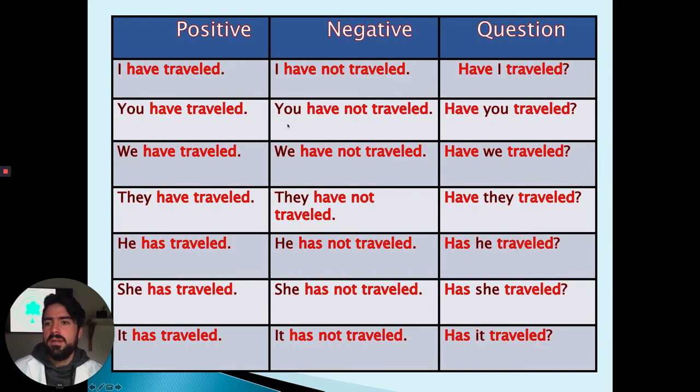Look, for example, I have traveled. In negative, it is I have not traveled or I haven't traveled. And interrogative is have I traveled? And I use the question mark, super important. Okay? And the same happens with the rest of the subjects. Okay? They have traveled, they haven't traveled, have they traveled?